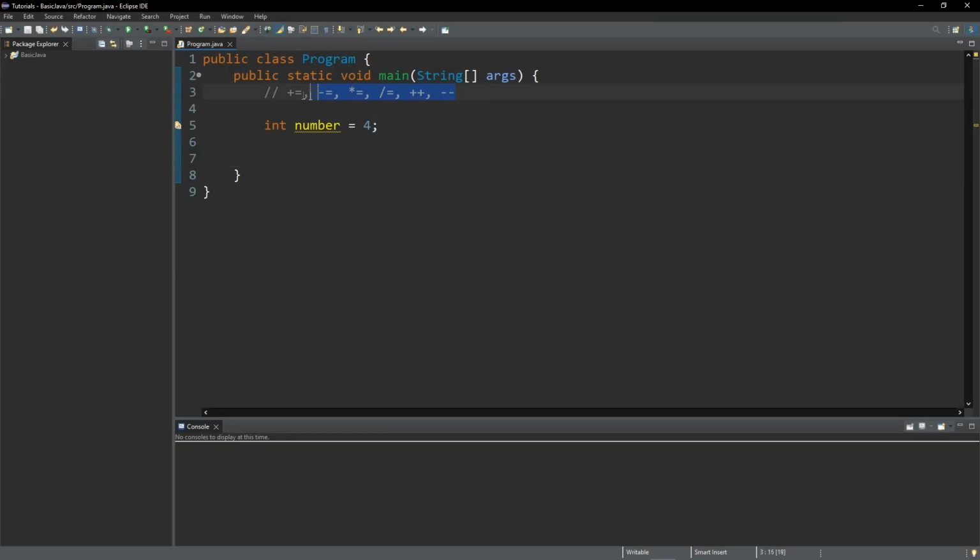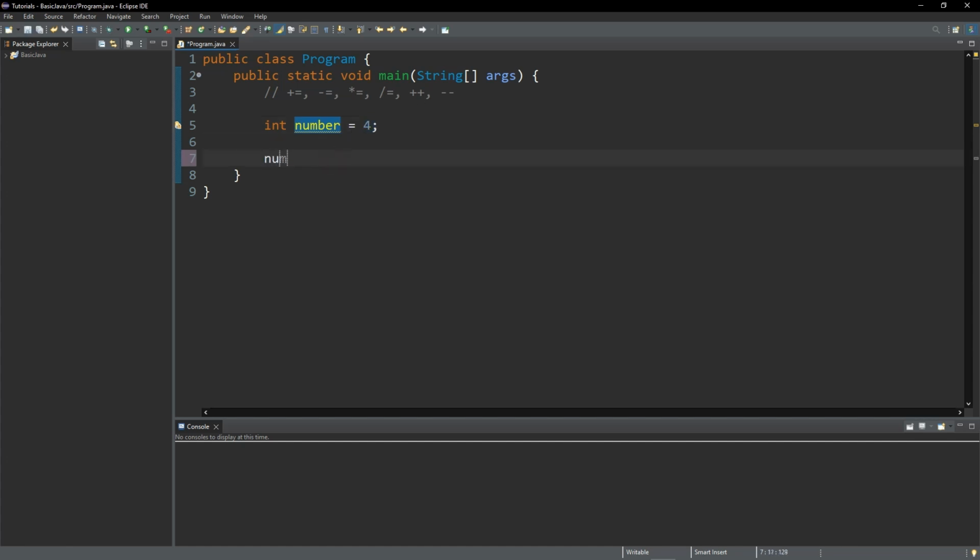There are 6 more arithmetic operators I want to discuss with you guys: plus equals, minus equals, times equals, divide by equals, plus plus, and minus minus. These operators make life much easier. As you can see here, we have our 6 arithmetic operators. I also initialize an integer variable, number, and set it to 4. Let's see what these do really quick.